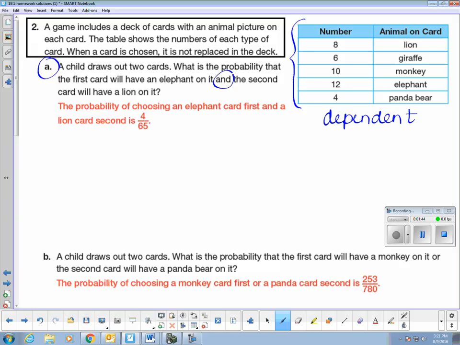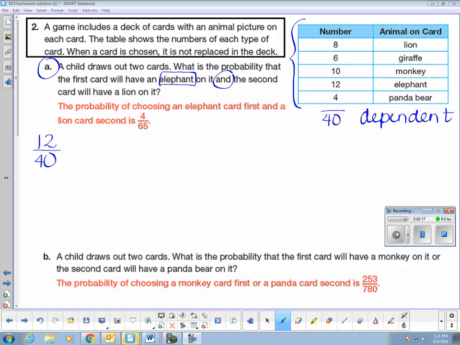So if I look at my chart, there are 12 elephants out of a total of, now we have to add up all of these to see what it adds up to. Let's move this over right here. Let's see, we have a total of 40 different cards. So 12 out of 40 have an elephant. So that was my first one.